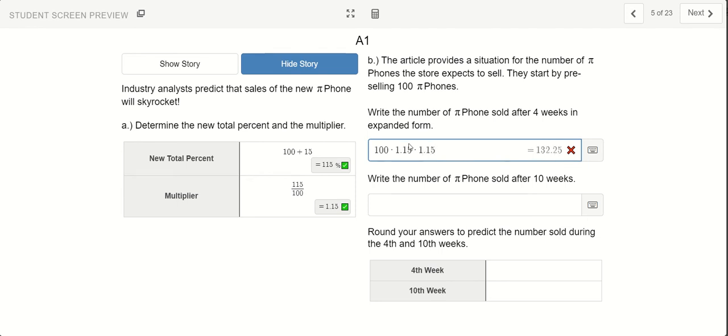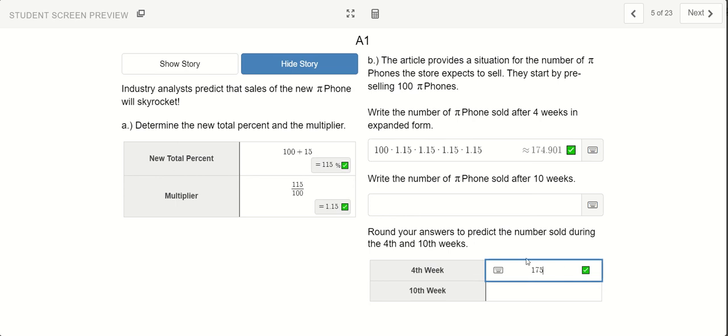During the second week, notice there are 2 of these. I sold 132 phones. For the third week, times another 1.15, it's at 152. And times another 1.15, it should be 174.9. So obviously I can't sell 0.9 of a cell phone. It has to be a whole number. So it should round up to 175.